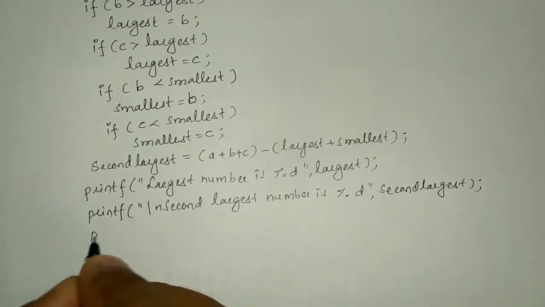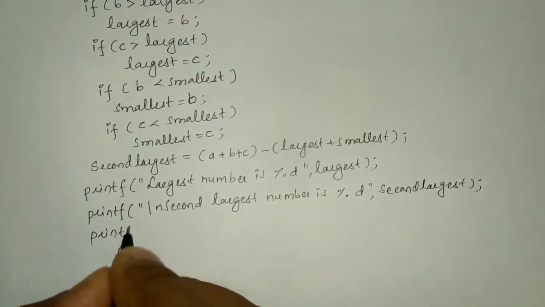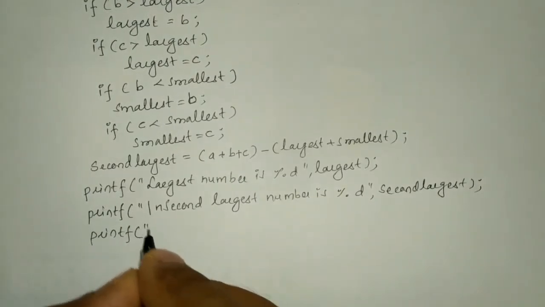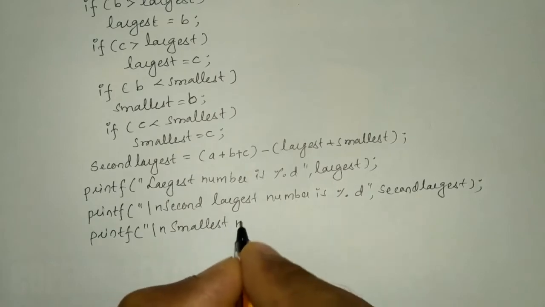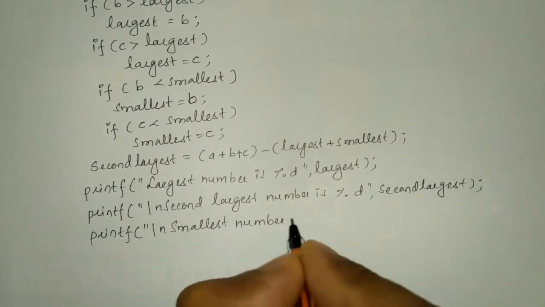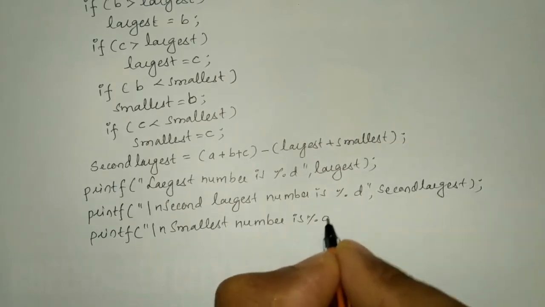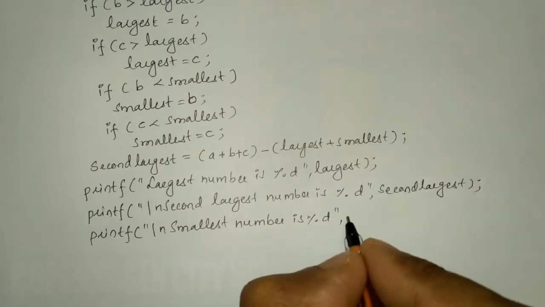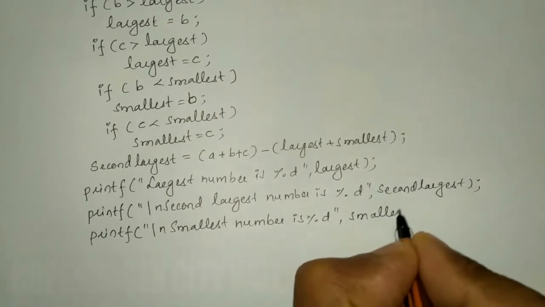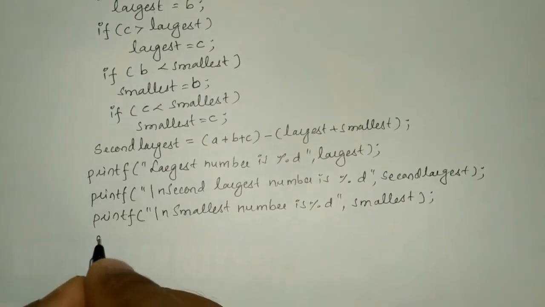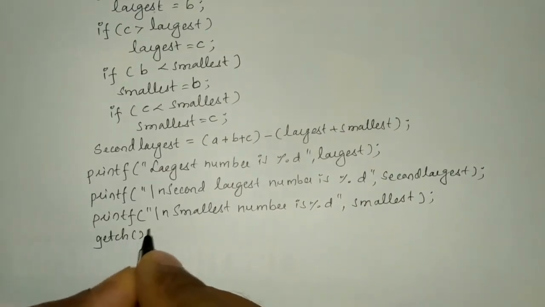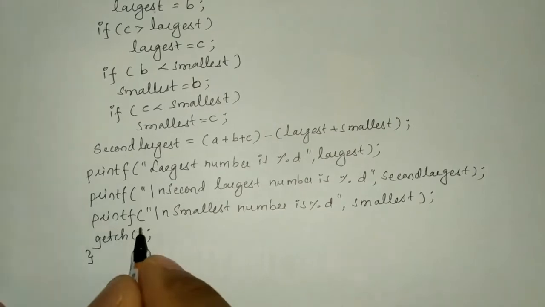Now the third variable value we have to display. So here I'm going to write backslash n, smallest number is %d and the double quotation mark comma, and here we'll write smallest and close the bracket, and here we'll write getch function, curly closing brace.